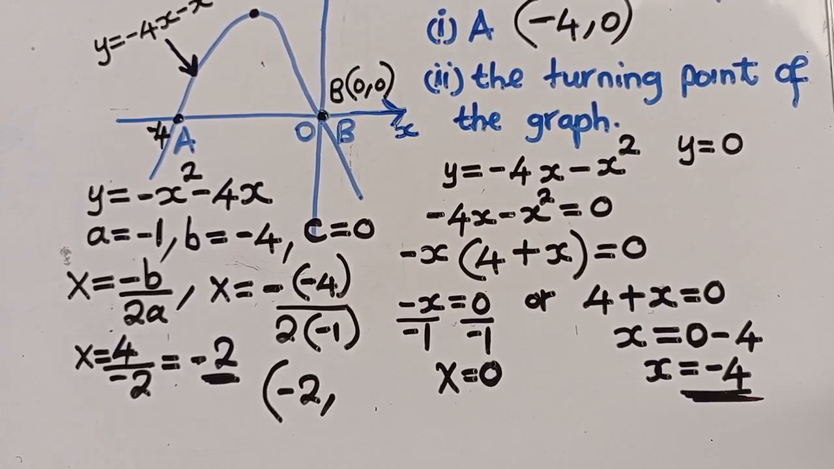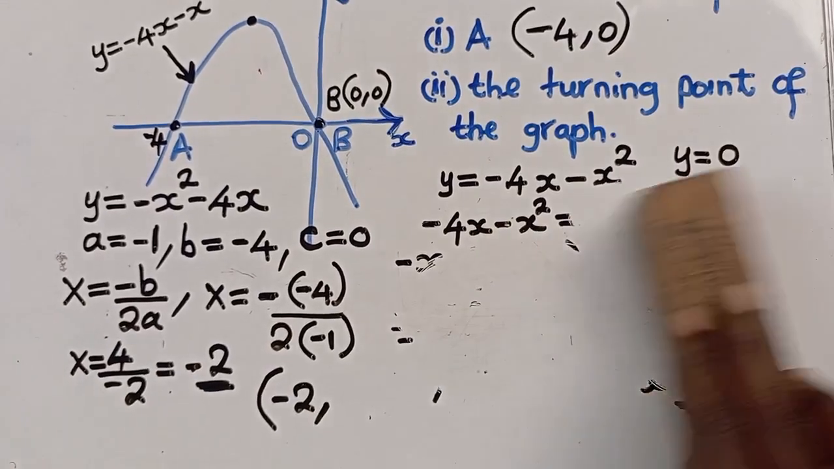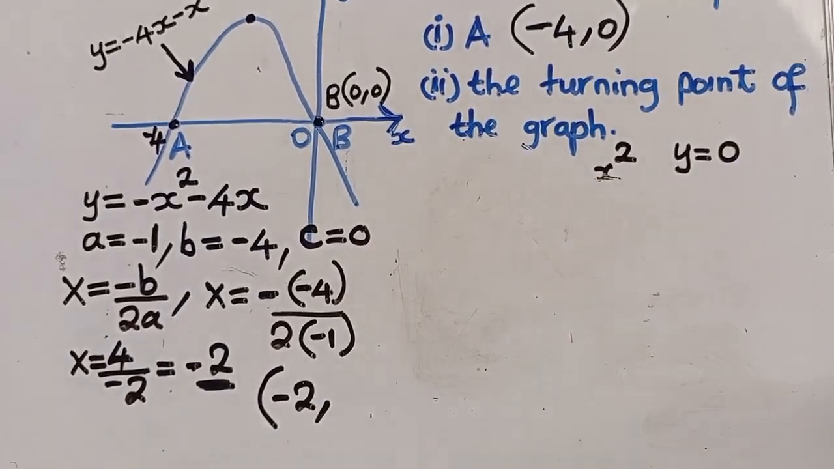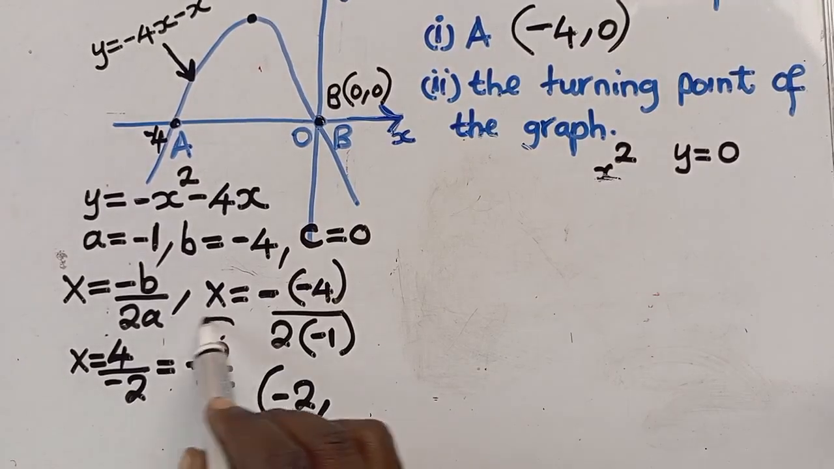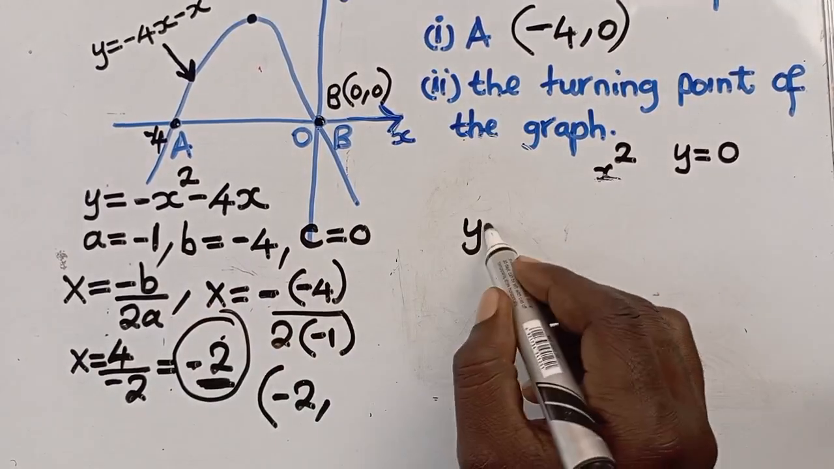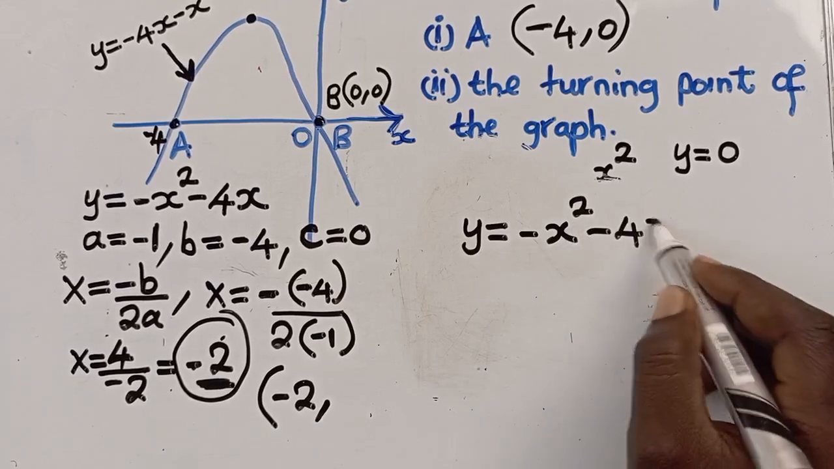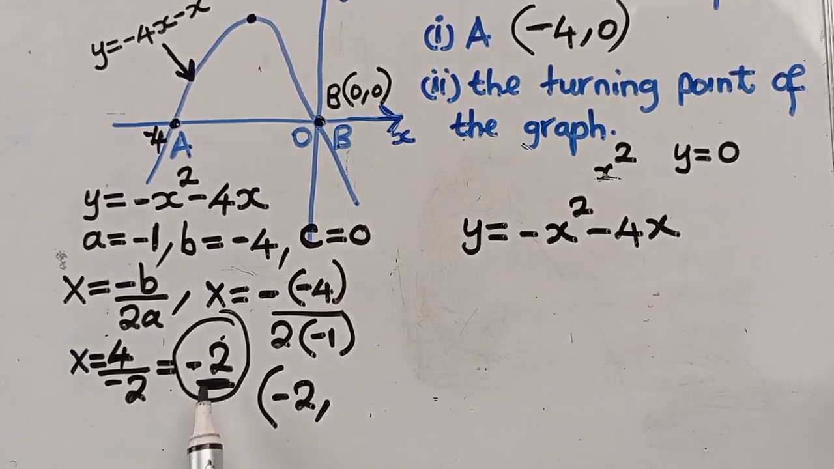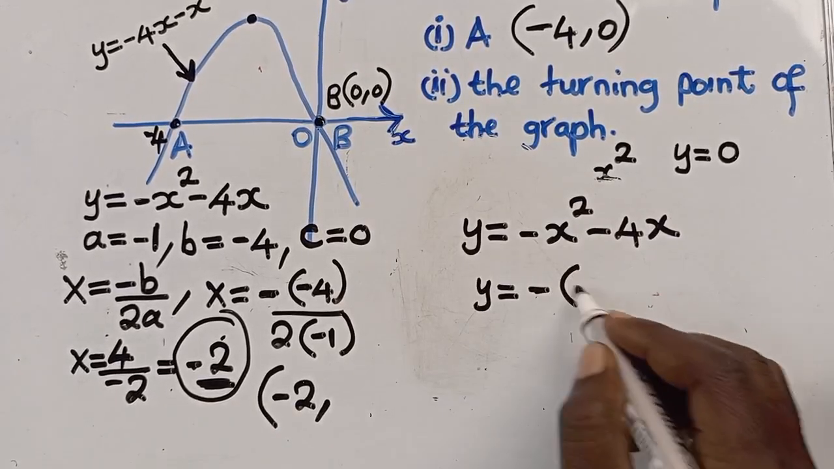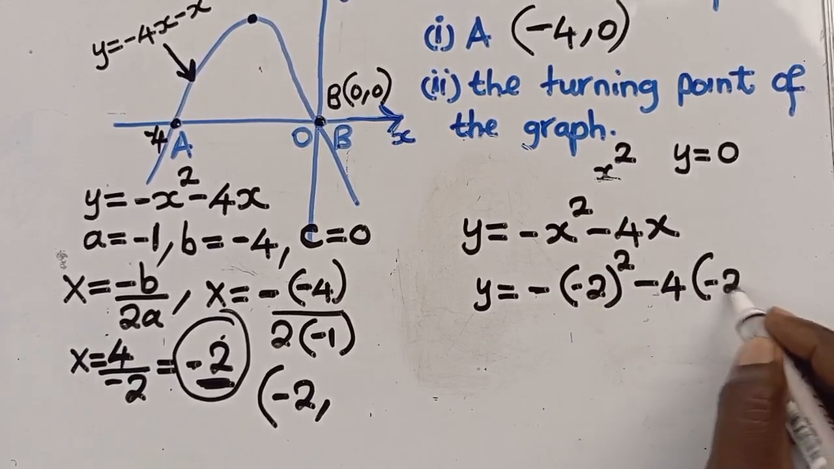Then we find for y. So how are we going to find for y now? I don't want to give you a lot of formulas that when you forget, then you are gone. No. The easiest way, since we already know the value for x, which is negative 2, we just get this equation, y is equal to negative x squared minus 4x. Where there is just x, we put negative 2. So this is y is equal to negative 2 like this, squared minus 4 multiplied by negative 2.